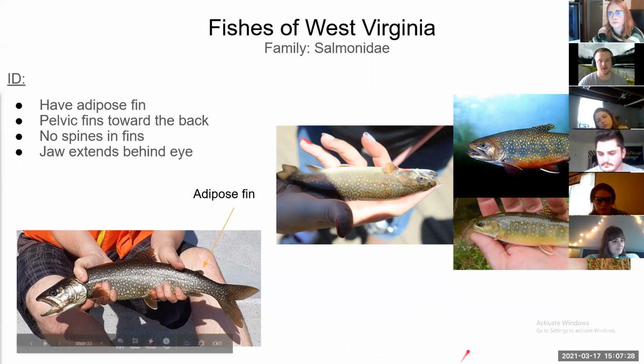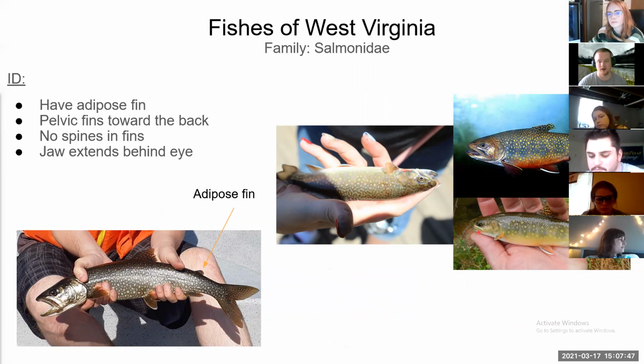The pelvic fins are more towards the back, so they're more abdominal rather than thoracic, which would be up here. They again have no spines in any of their fins, and the jaw extends past the eye in all of these as well. They're very smooth.